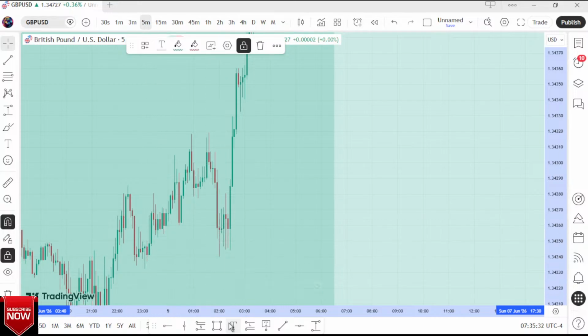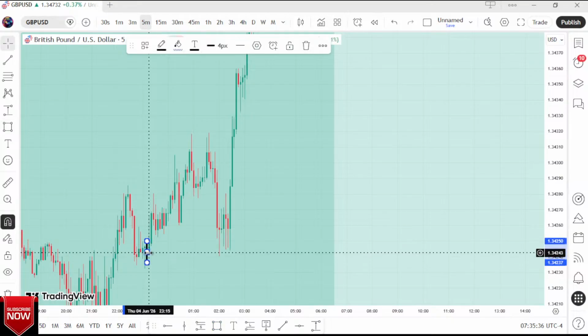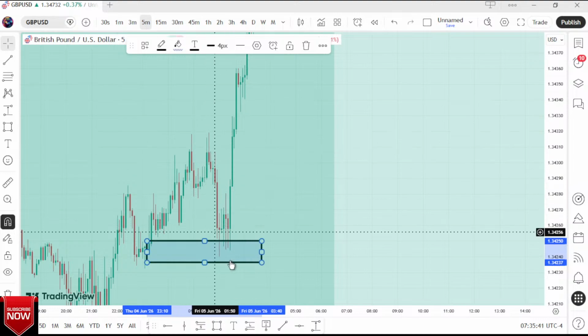This was an order block. You see this last down close candle here, this was an order block. That order block, then price did a market structure shift here.